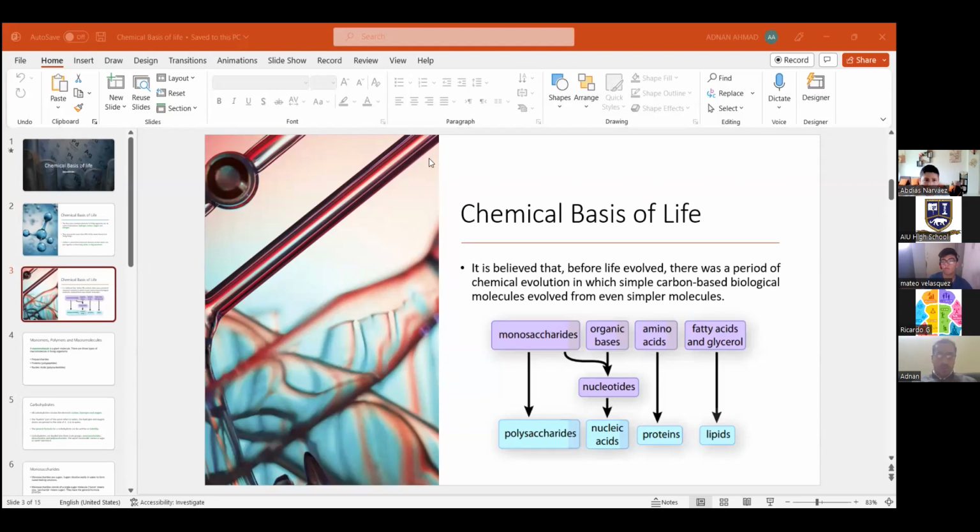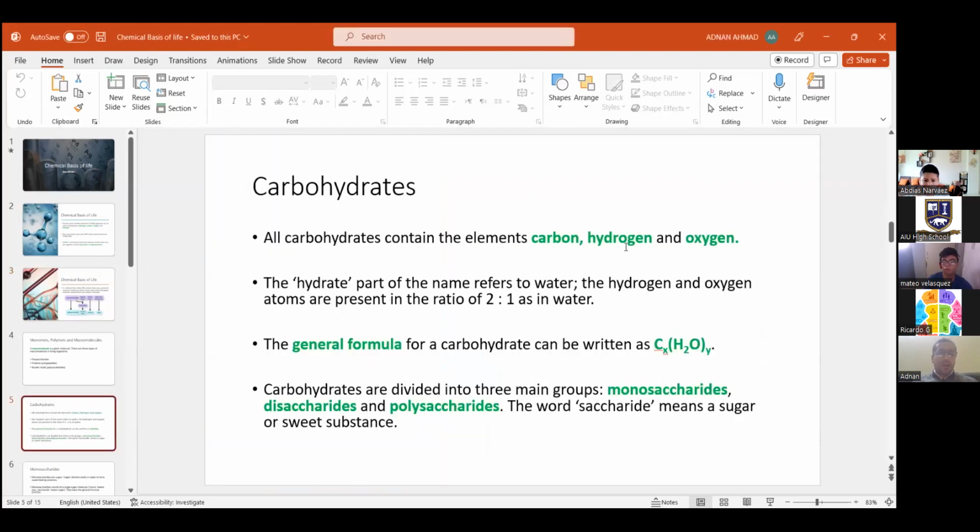We were talking about carbohydrates, monosaccharides, polysaccharides, and sugars. So a carbohydrate contains carbon, hydrogen, and oxygen. As we are studying the chemical basis of life, and as I explained, carbon is the element found mostly in living biomolecules, along with hydrogen and oxygen.